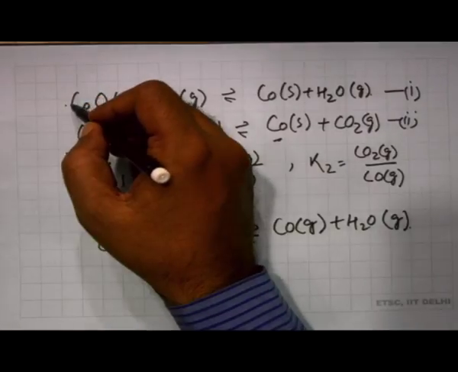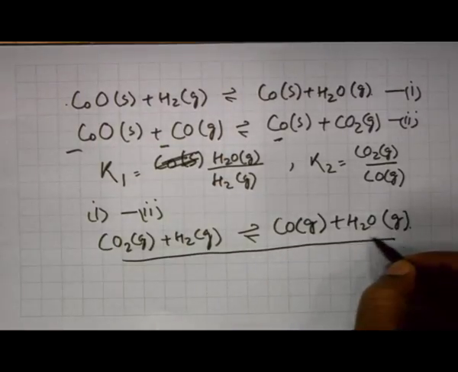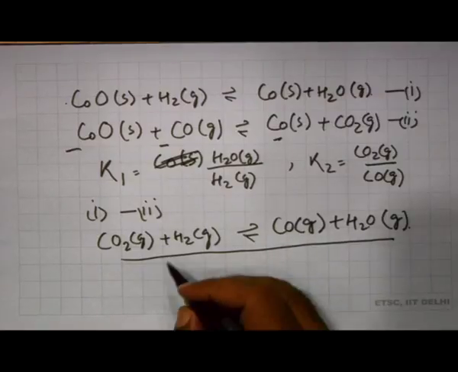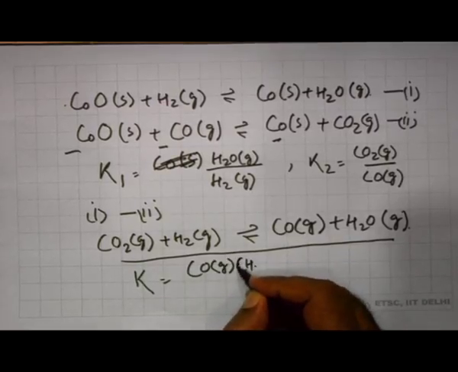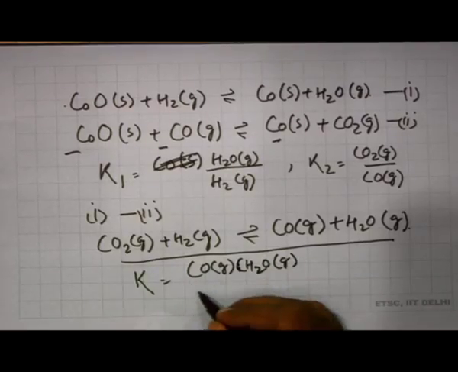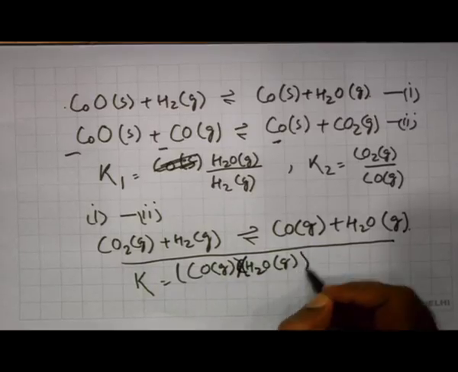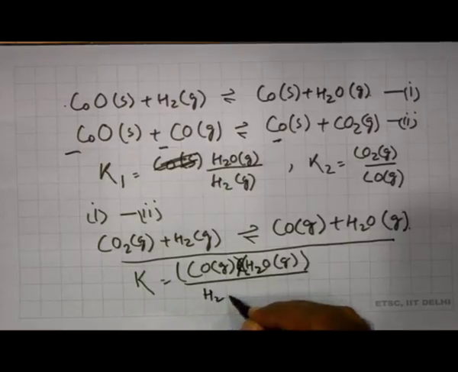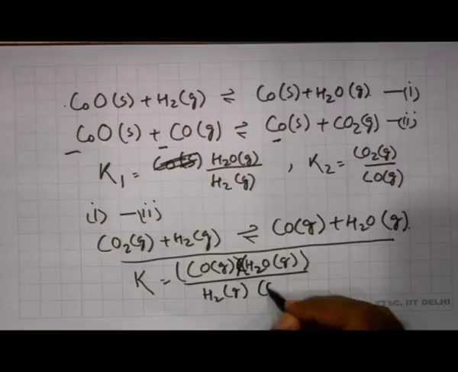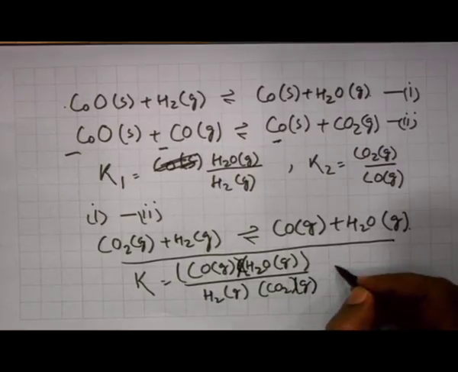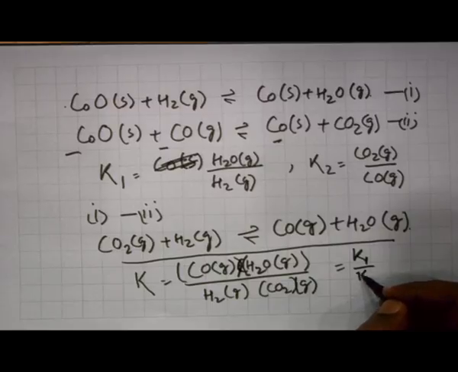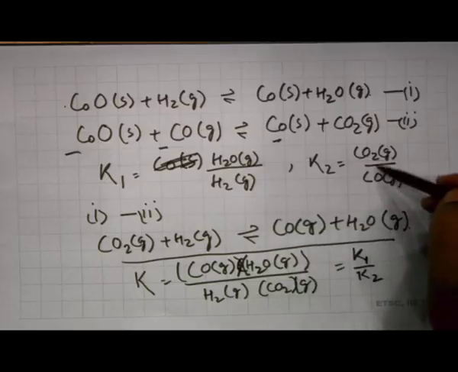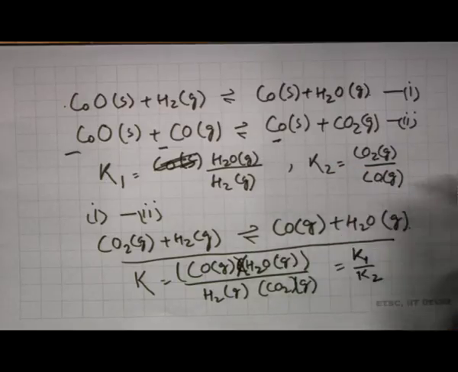Okay. So, if you subtract reaction 1 and 2, this is the reaction which you will get, for which we want to calculate the value of K. Now, you can see this K will be CO gas, H2O gas divided by H2 gas into CO2 gas, and this is nothing but your K1 divided by K2. Now, you can see here K1 divided by K2. So, H2O gas, CO gas will be at the numerator and H2 gas and CO2 gas will be in the denominator.